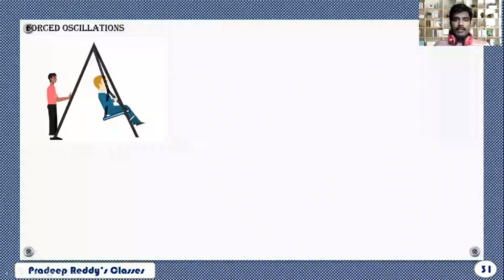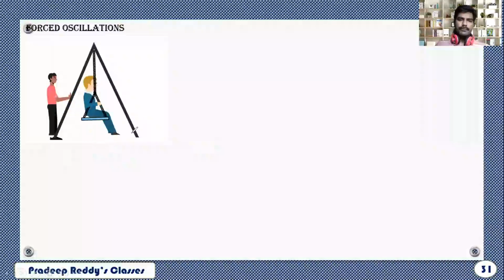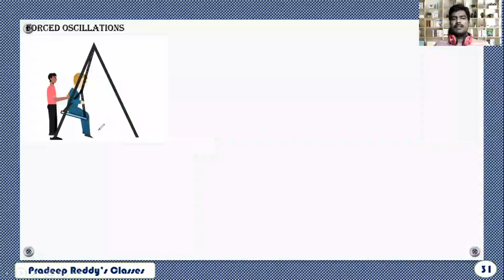If the person at the back is absent, those oscillations will become damped oscillations because amplitude decreases with respect to time. But what is this person doing by standing back? He is pushing periodically every time. For every one oscillation, he applies some force on the swing, and as a result it maintains constant oscillations. Such oscillations are called forced oscillations.